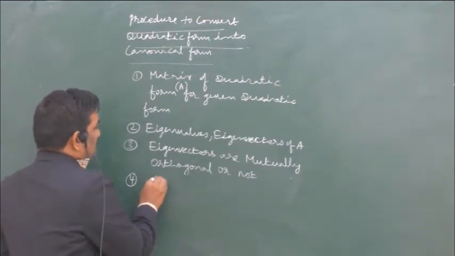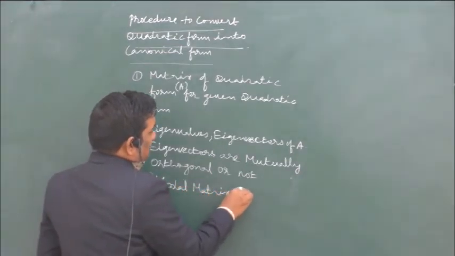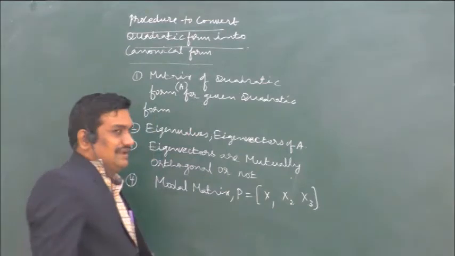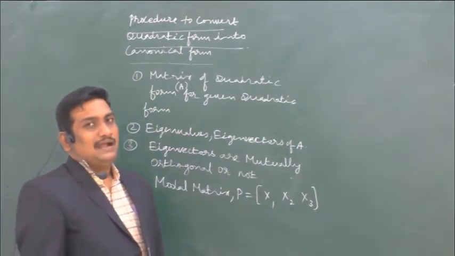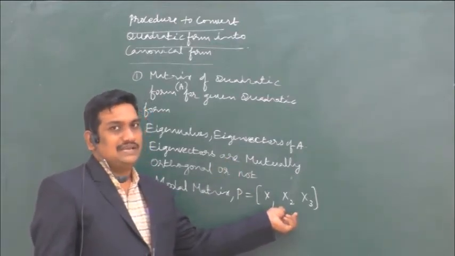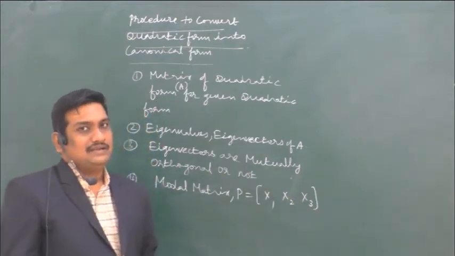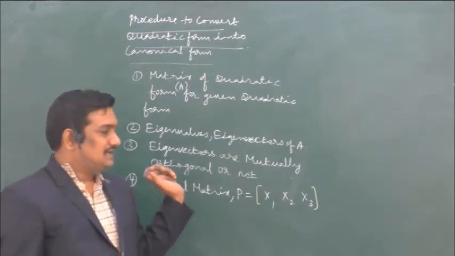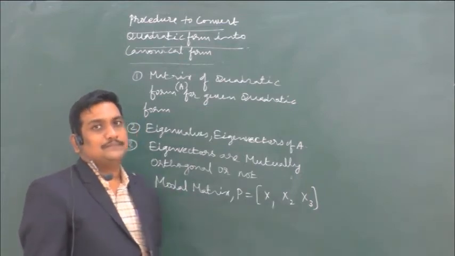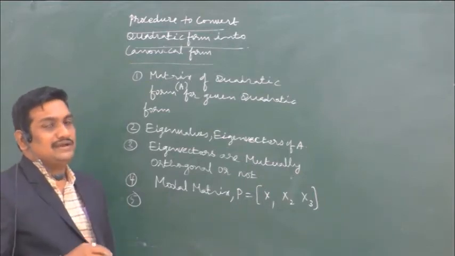Now let us form a new matrix called the modal matrix, given by x1, x2, x3, where x1 is a column matrix and an eigenvector of one eigenvalue, x2 is also a column matrix and an eigenvector of another eigenvalue, and x3 is an eigenvector of the third eigenvalue. The important point is that all three eigenvectors must be mutually orthogonal. If not, make them mutually orthogonal with the help of a new vector ABC.